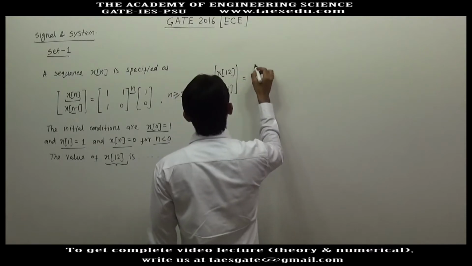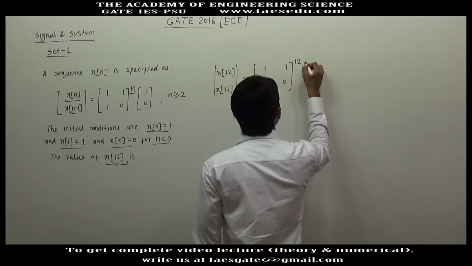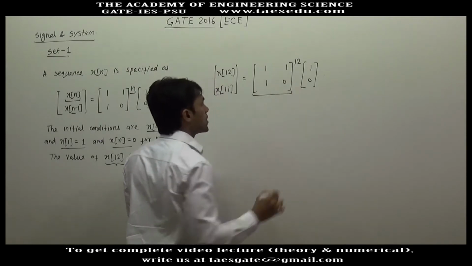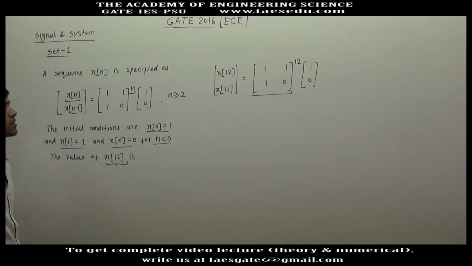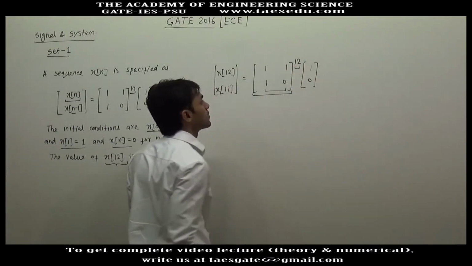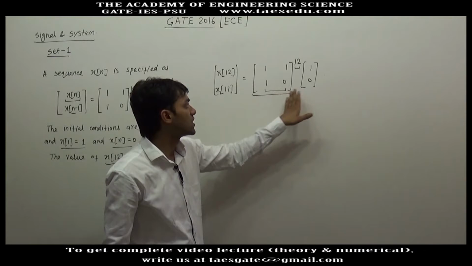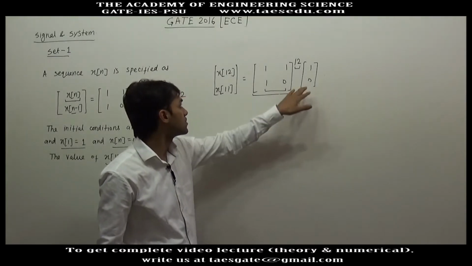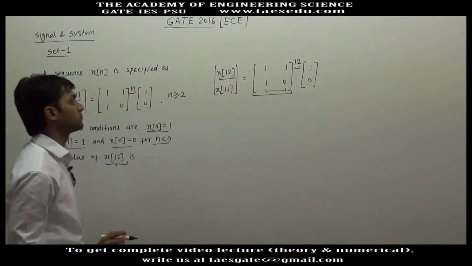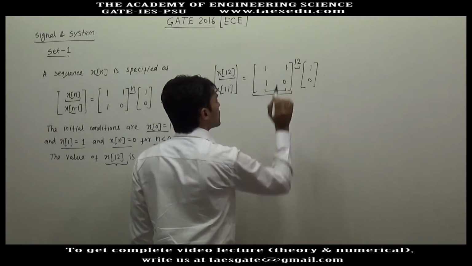This will be equal to [1 1; 1 0] to the power 12 into [1; 0]. Basically, in this question a 2 by 2 matrix is given, and we have to find this matrix to the power 12. After getting this matrix we will multiply it with [1; 0], and the first row of the multiplied matrix will give you the value of x12. So we have to find this matrix to the power 12.